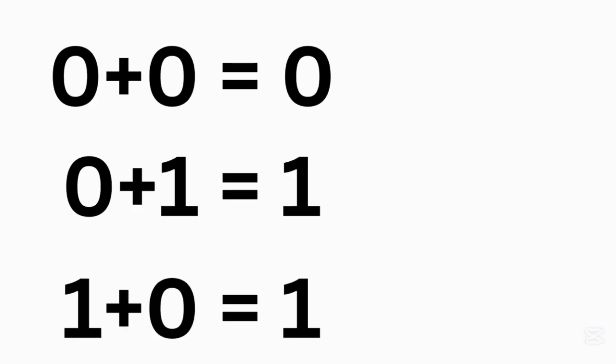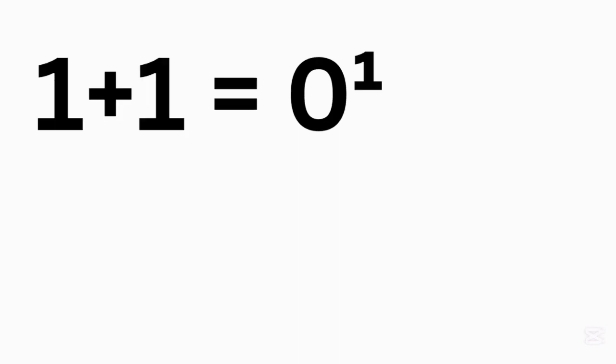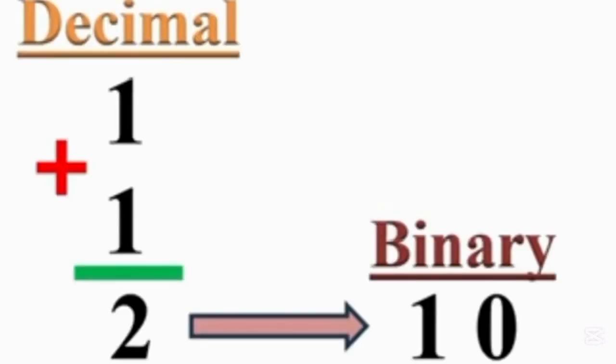Let's move to the binary addition rules. According to these rules, 0 plus 0 is equal to 0. Next, 0 plus 1 is equal to 1, and 1 plus 0 is also equal to 1. While 1 plus 1 is equal to 0, carry 1 to the next column. Because in the decimal system, 1 plus 1 is equal to 2, and the binary of 2 is 10.